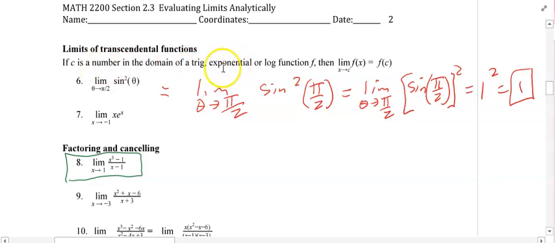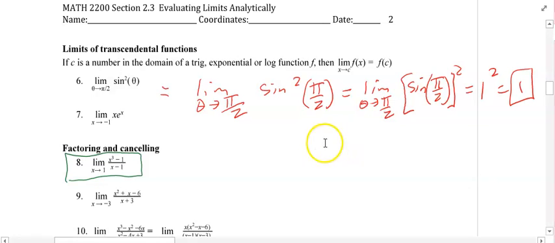Some of those functions are like trigonometric functions, exponential functions, log functions. These are collectively known as transcendental functions. In that case, to begin with, we can always plug in our numerical value. And if we end up with a number after we plugged it into the function, then we are done.